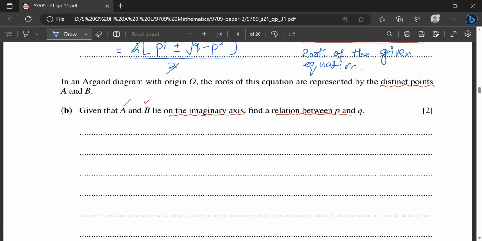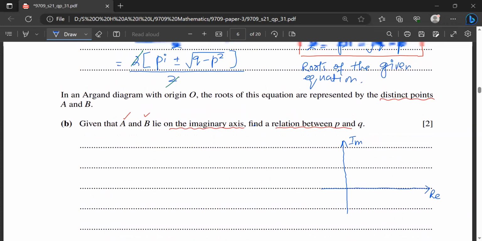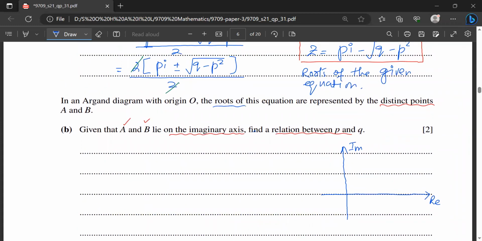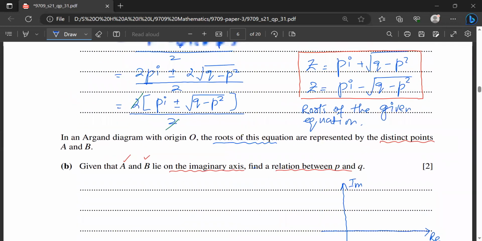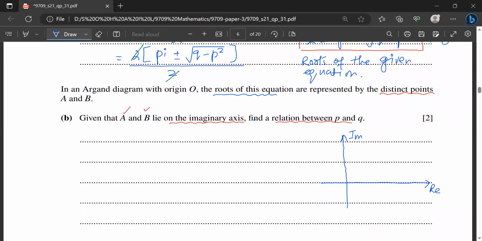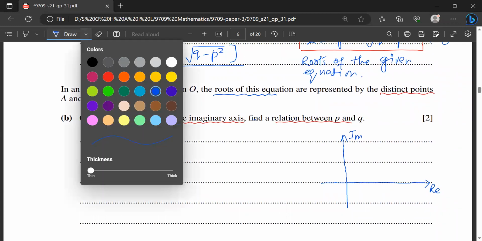So we know that the vertical axis is the imaginary axis and the real axis is the horizontal. So we have the real axis, write Re, and for imaginary, write Im. These roots are represented by the points A and B in order. So say this point is A and let the other be B. These points A and B are on the imaginary axis.